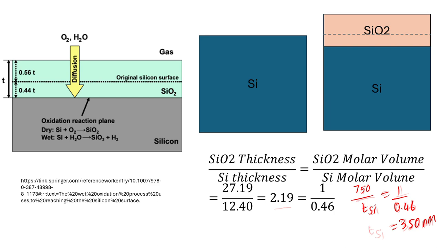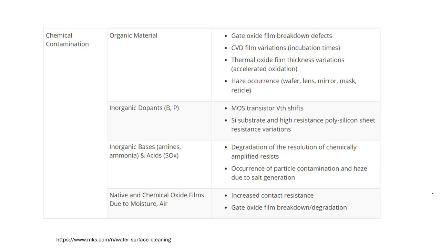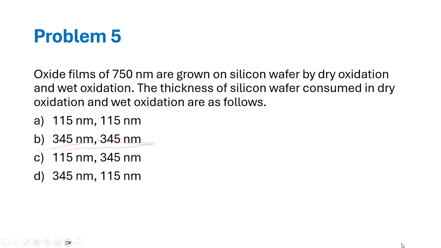This Pilling-Bedworth ratio is not only applicable for silicon, but also for certain metal oxide growth, where we have a similar equation. The values will be different depending on what metal oxide and what metal is present. So the answer for this question is B, 345 nanometer.